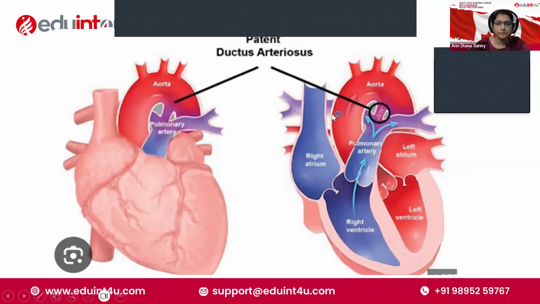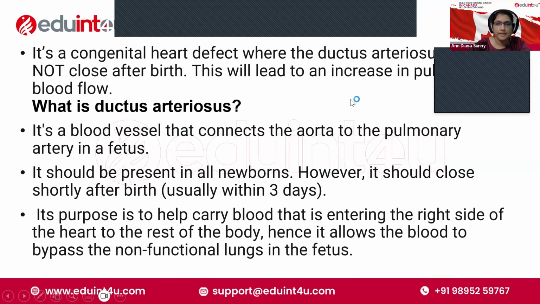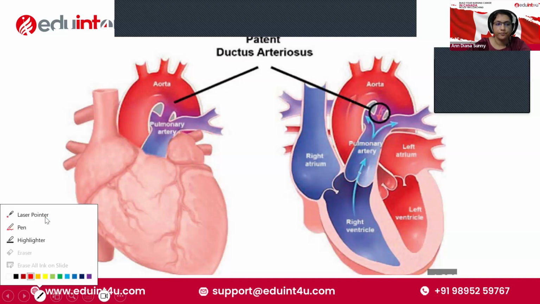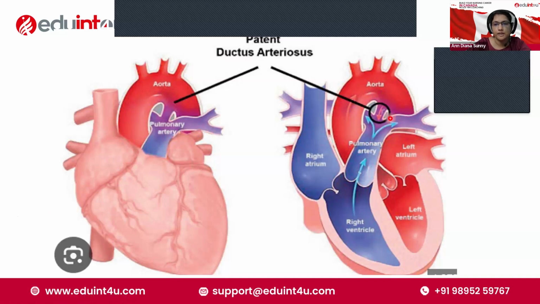So here, as we see in this picture, there is a connection between the aorta and the pulmonary artery. So this is patent ductus arteriosus, the connection between the aorta and the pulmonary artery.